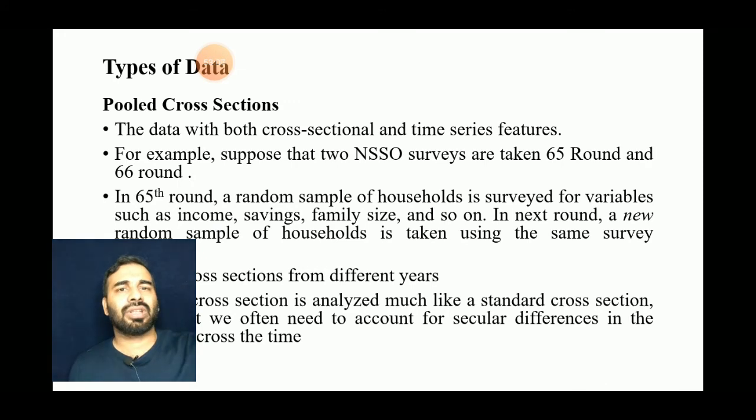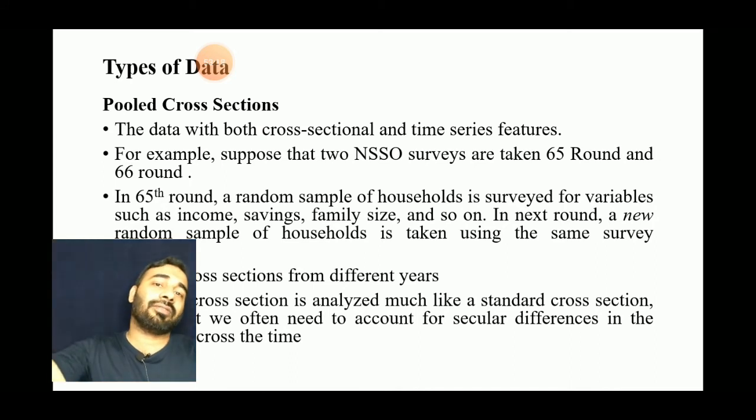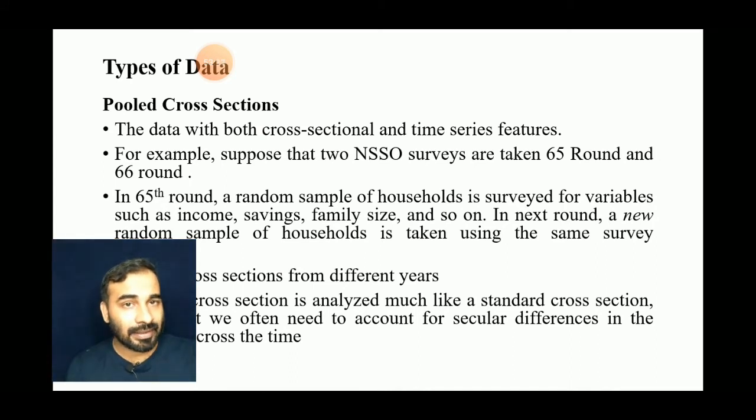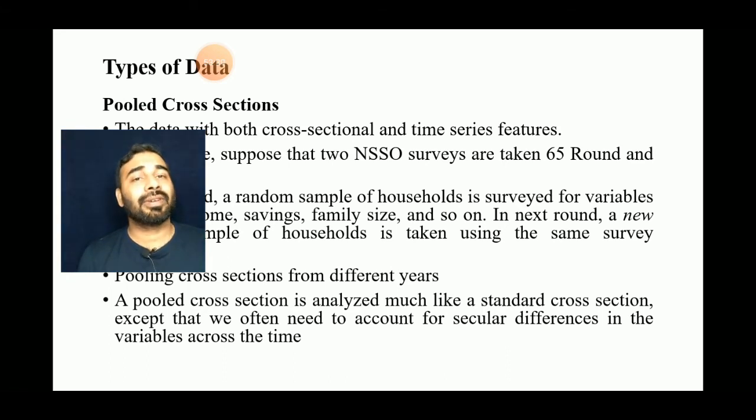So here we have two time periods. The 65th may be in 2005, the 66th in 2010, a five-year gap. The cross section is also different. Earlier they collected data from some people, and this time they are collecting data from others. So we are pooling the cross sections for different years. This pooled cross section can also be analyzed using standard cross section econometric methodology, but there are certain problems when we deal with this kind of data, which we will analyze later.